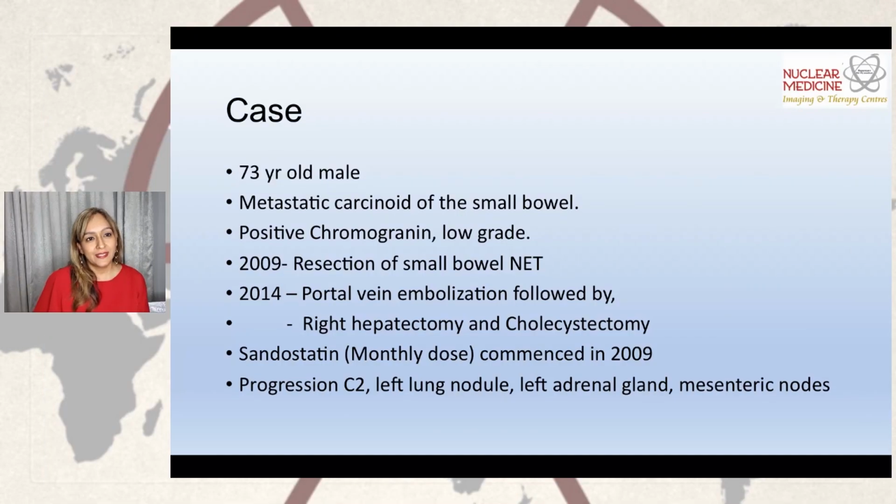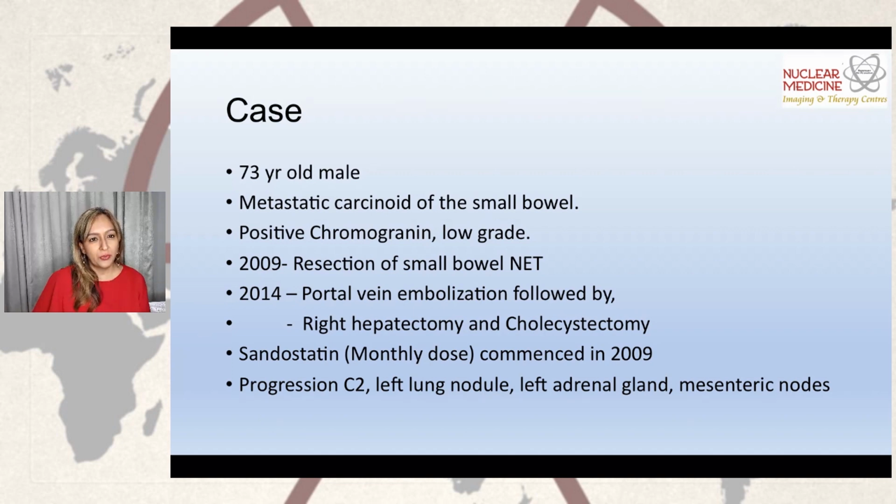The last case is a 73-year-old male with metastatic carcinoid of the small bowel, positive chromogranin, low-grade tumor. In 2009, had resection of small bowel, and in 2014, he had portal vein embolization with right liver resection and cholecystectomy. He was placed on sandostatin from 2009. On the gallium-68 dotatate PET CT, it showed progression in C2, left lung nodule, left adrenal gland, and mesenteric nodes.